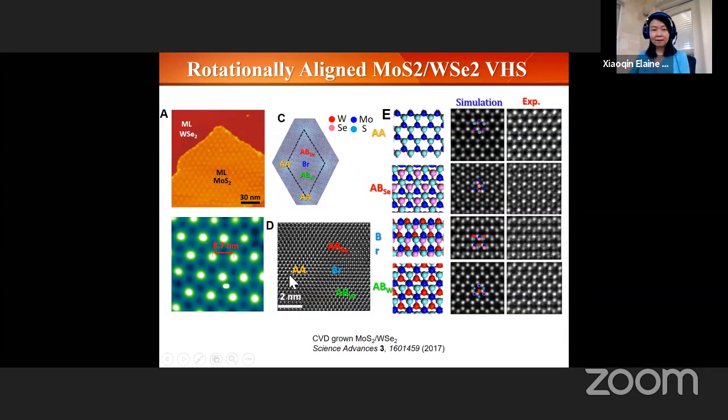So if they're not entirely the same, you can imagine I would have a gradual change in atomic alignment. At one point, I would have what's called an AA alignment, basically the top hexagonal aligned perfectly with the bottom hexagonal.